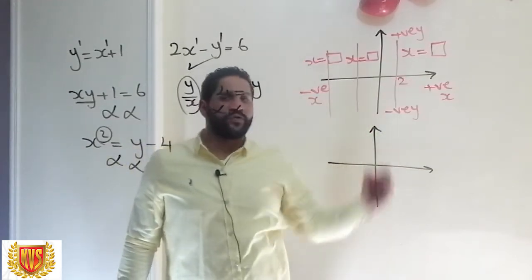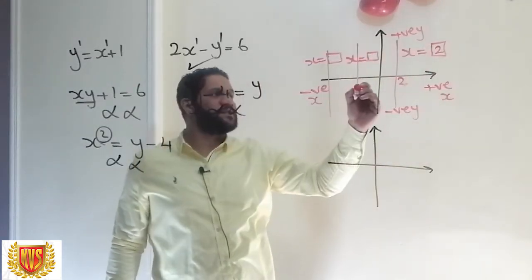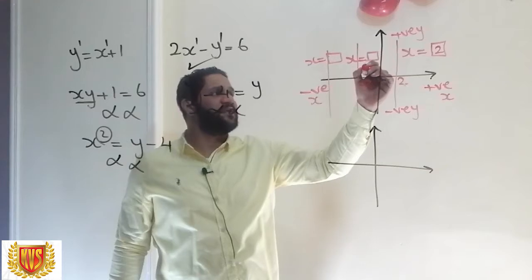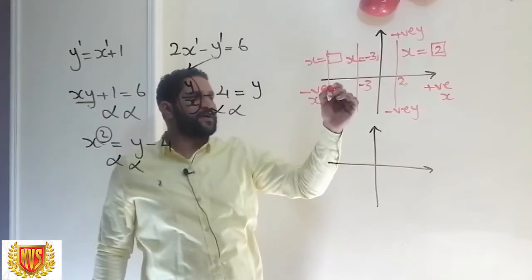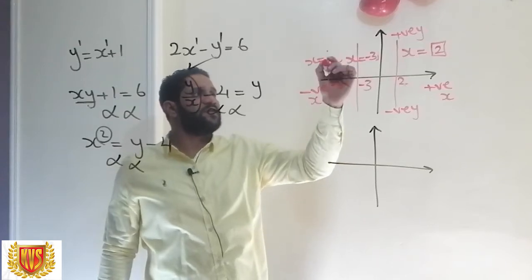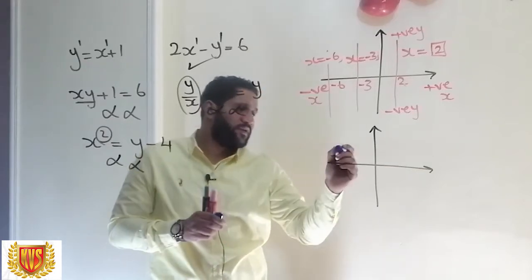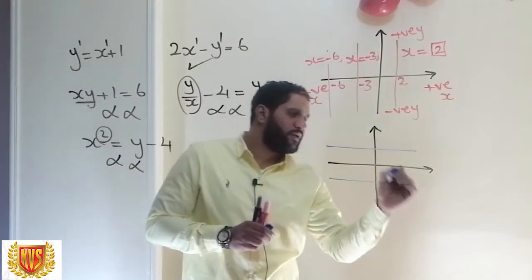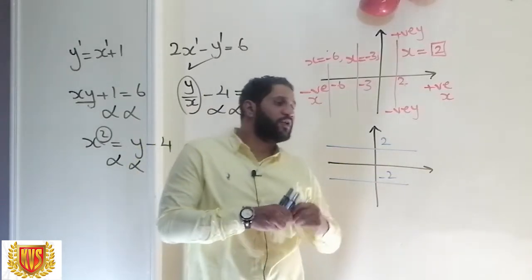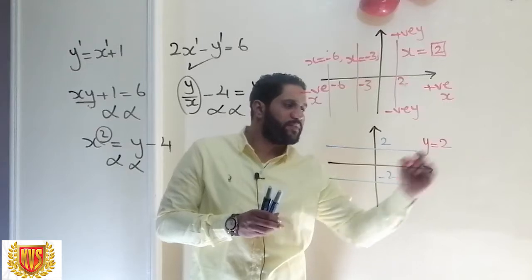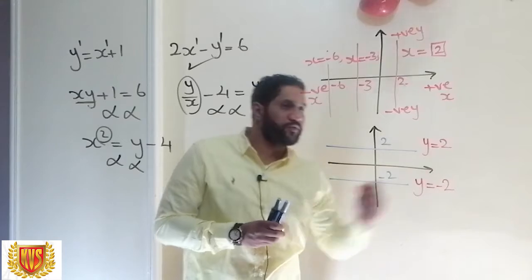Like when I pass through 2, this line is called x equals 2. When this line passes through -3, it's called x equals -3. When you have something like this, when it passes through -6, it's called x equals -6. Okay, when I have a line horizontally like this, we call it y equals this number. So this line is called y equals 2. This line is called y equals -2.